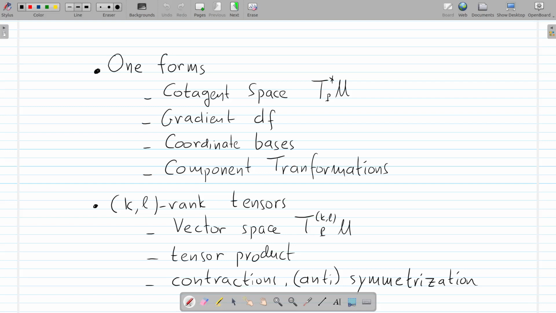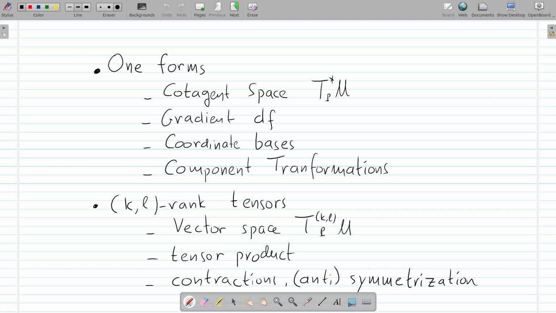In this video, we will discuss how one can define one-forms and higher-rank tensors on a manifold. We will start with one-forms and show that they define the vector space, which is dual to the tangent space and will be called the cotangent space at a point of the manifold. A special one-form is the gradient of a function, and we will also show how we can do component transformations under a change of basis.